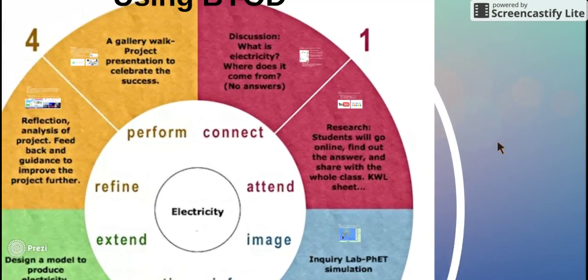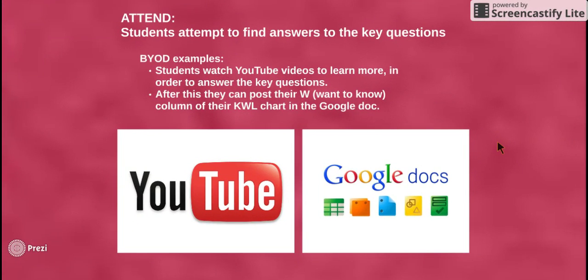Moving into the attend step, here students attempt to find answers to their key questions. So using bring your own device examples, students could watch YouTube videos on their device to learn more in order to answer the key questions. Following this, they could post the W or want to know column of their KWL chart in the Google Doc.